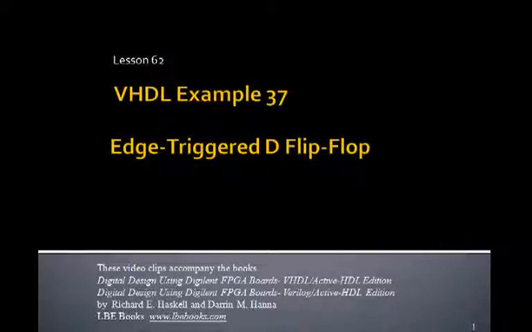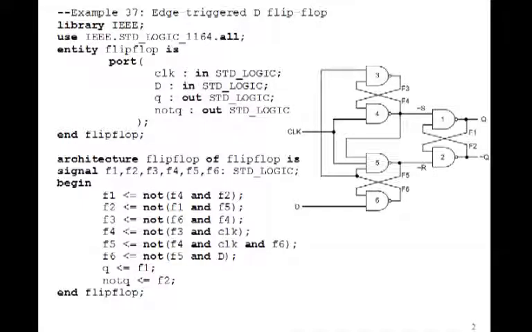This is lesson 62, VHDL example 37. In this example, we'll write a VHDL program for the edge-triggered D flip-flop that we described in the last lesson. You remember this was the circuit we went through, and it looked like it would produce an edge-triggered D flip-flop. So let's see if it does. The inputs are clock and D, and the output is Q and not Q.